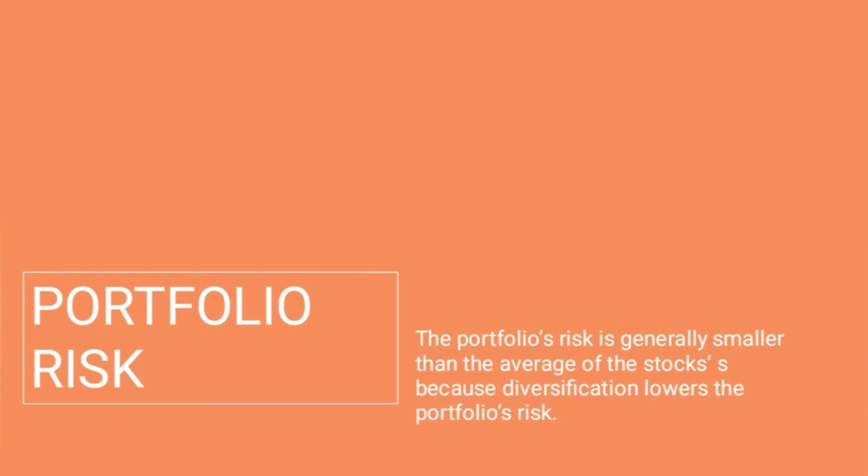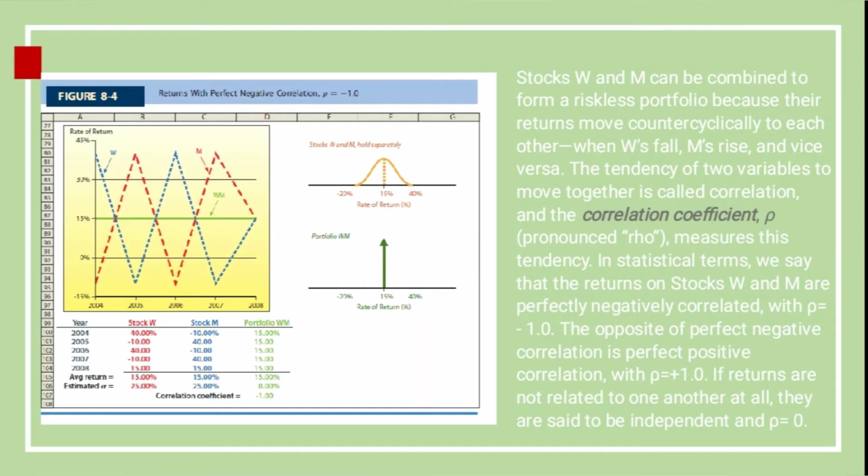The next topic is portfolio risk. Portfolio risk is generally smaller than the average of the stocks' risks because diversification lowers the portfolio's risk. Although the expected return on a portfolio is simply the weighted average of the expected returns on its individual stocks, the portfolio's risk is not a weighted average of the individual stock standard deviations. To illustrate this point, consider the situation in Figure 8.4. Stocks W and M can be combined to form a riskless portfolio because their returns move counter-cyclically to each other. When W's fall, M's rise, and vice versa.